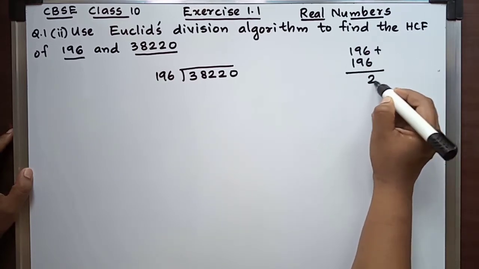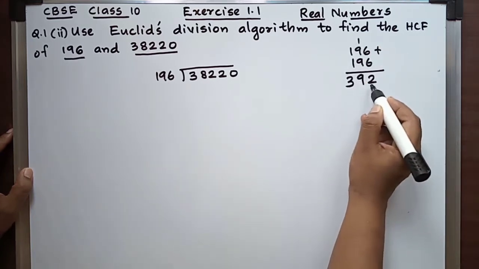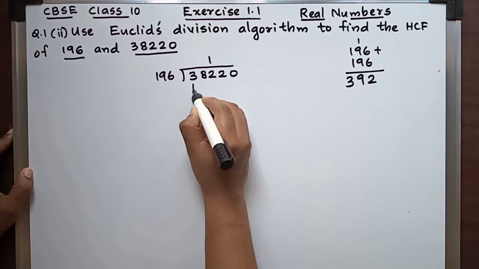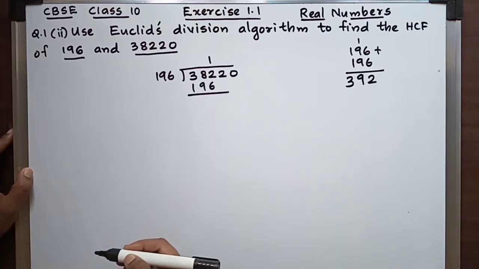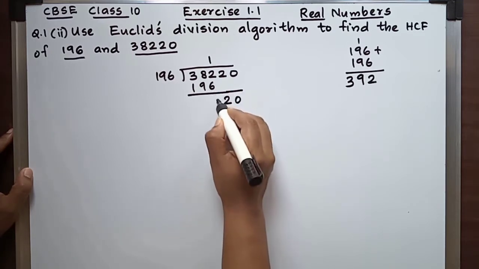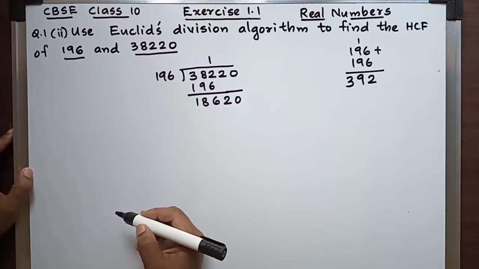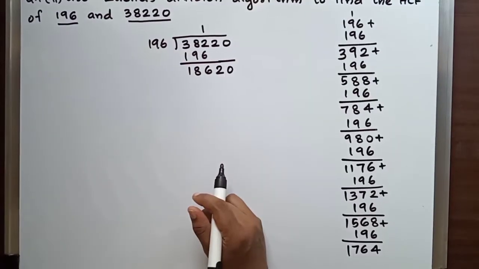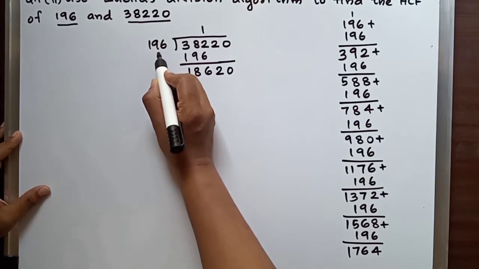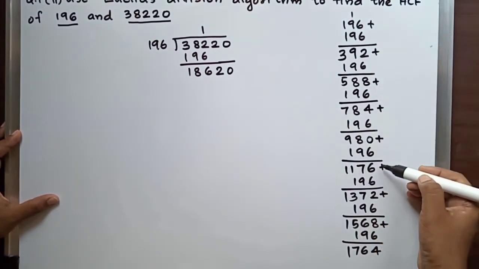What will we get? 392. See, here we have 382. So we will take only 1 time 196. We will divide and we will subtract: here 6, here 8 and here 1. Then we have to continue this division process, right? We don't know the multiplication table of 196, so for that I have added 196 this time.